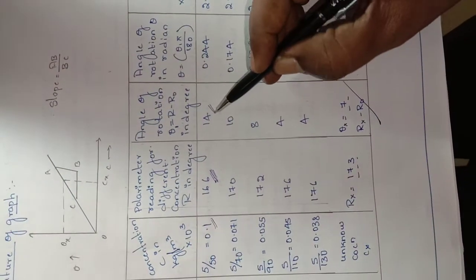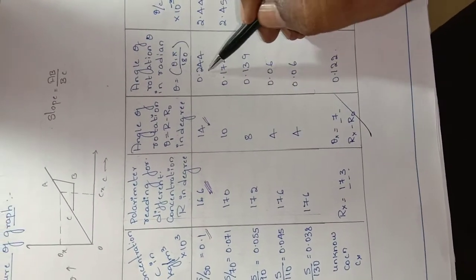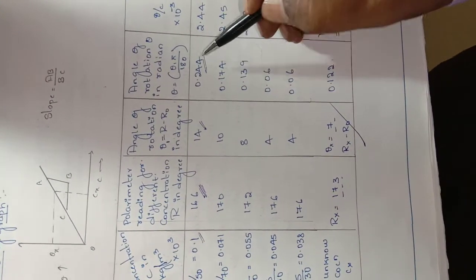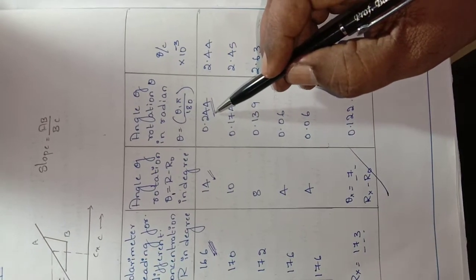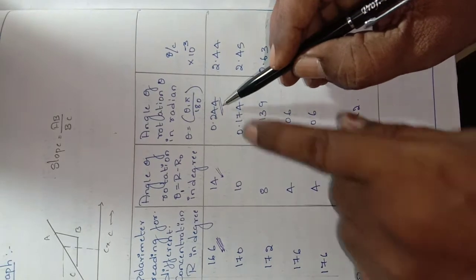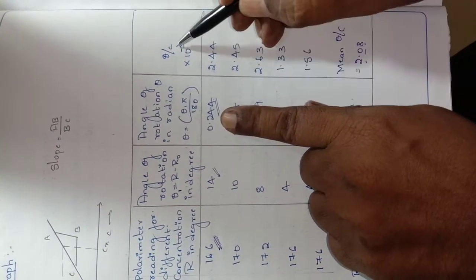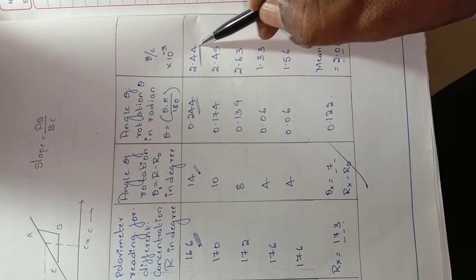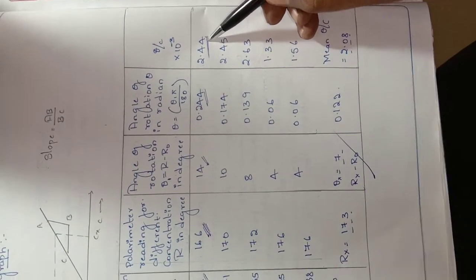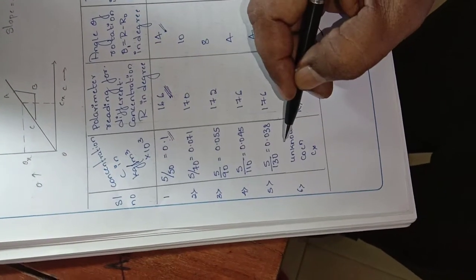Hence, theta can be calculated in radians. This is in degrees; in radians it is 0.244 radians for 0.1 concentration. With this, theta is 0.244 and C is 0.1, so theta by C should be 2.4. Repeat this experiment with different concentrations.